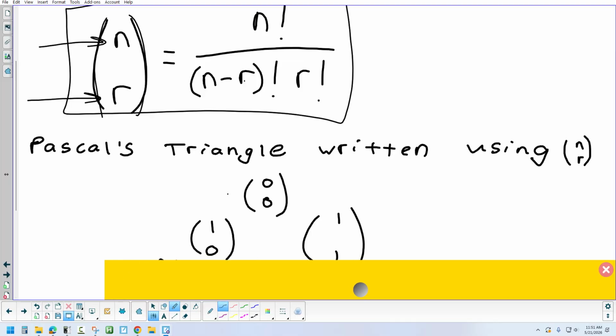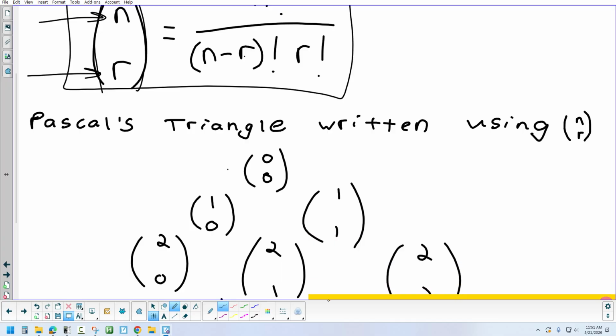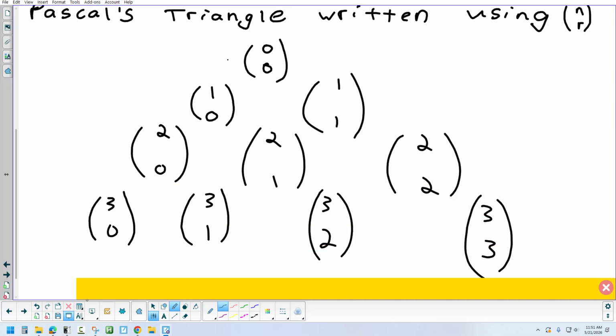Okay. How about the first number in the next row? What would be the notation for that? Yeah. 2 choose 0. And the next number? Yep. 2 choose 1. And the notation for the last number? Yep. 2 choose 2. Right? And we can write it out as long as we want, but that's the notation for it.